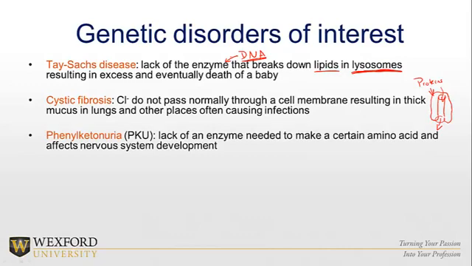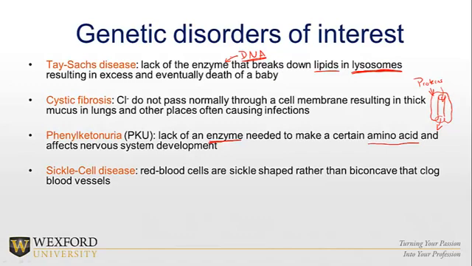Phenylketonuria, PKU. And once again, lack of an enzyme. Once again, it all has to go down. If we're talking about something genetically wrong, that means the DNA that's coding a protein, which is usually going to be structural or enzymatic, right? Something's going to go wrong there. So lack of an enzyme needed to make certain, what? Amino acid, and affects nervous system development. You'll see little warning labels on diet soda cans regarding people with PKU.